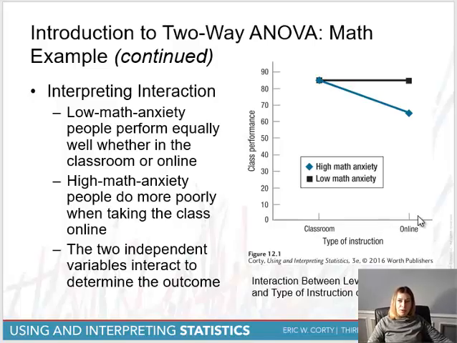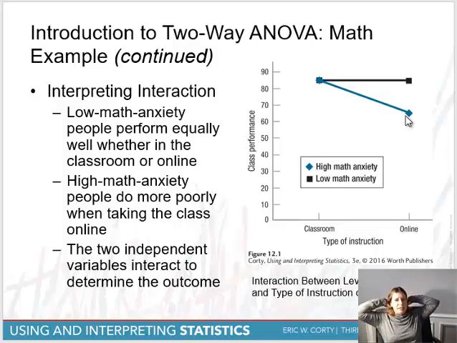However, for those taking the class online, that's when you see performance diverge between those who are high in anxiety and those who are low in anxiety. Those who are low in anxiety tend to perform just as well as they did in the classroom. That tells you it doesn't really matter their method of environment. They're comfortable, they can learn under any type of environment. But for students who have anxiety, transitioning from the classroom to online significantly decreases their performance.